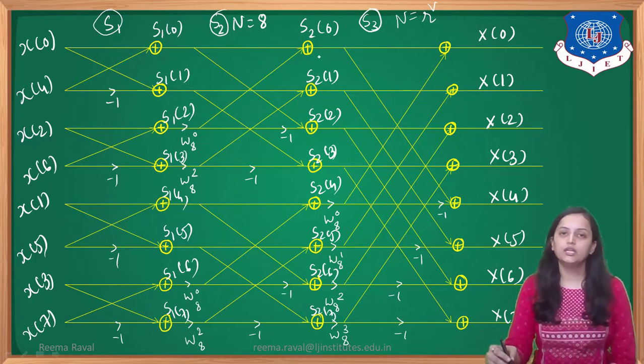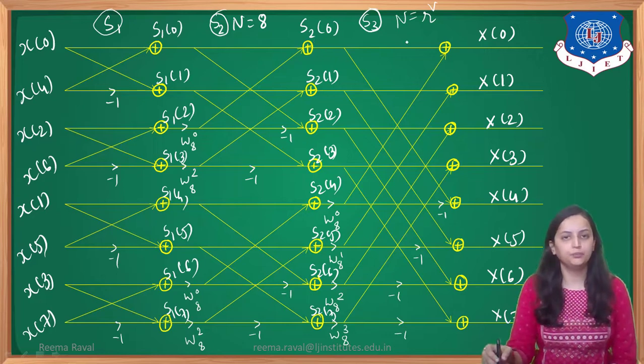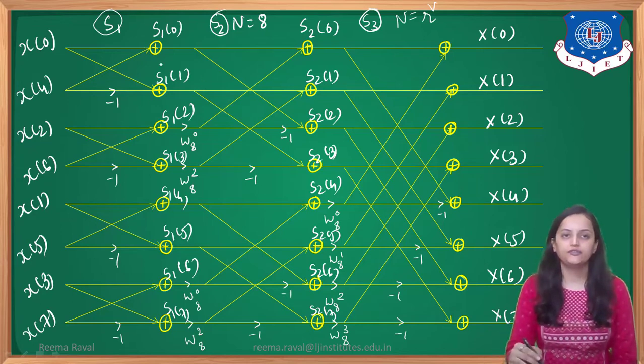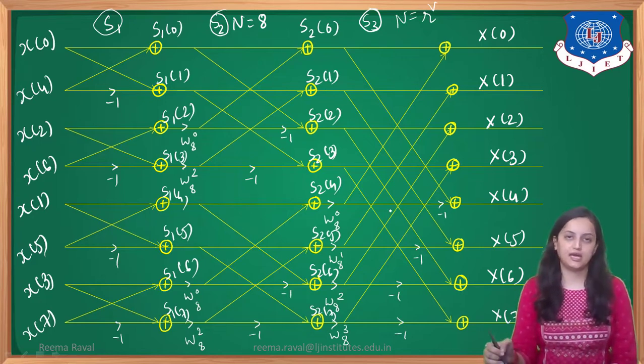Okay. Now the output of stage 2 will become input to stage 3 and the output of stage 3 will be our final output, which will be our output sequence, that is x of 0 to x of 7. So this is how the structure looks like. Here as you can see, in the first stage, alternate arrows are there and then 4 points are made and after that 8 points are made.